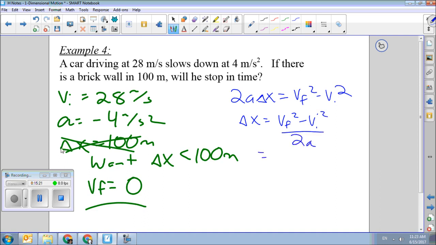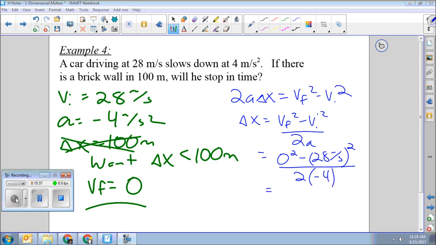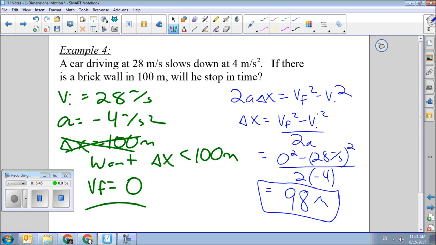So let's see, Vf is 0 squared minus 28 meters a second. Don't forget to square it. All divided by 2 times -4. Notice the negatives will cancel. And if you do this, it gives you 98 meters. So our car is safe. Hooray! Okay, so that's the deal with these.